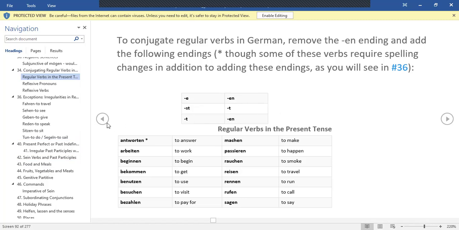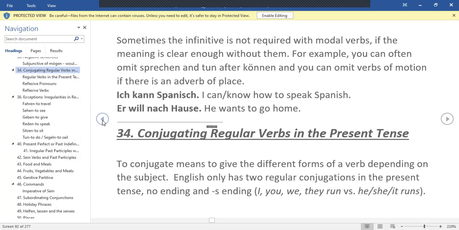So let me go to the previous page and explain again. In German, we also have the subjects that we have here. The first subject is normally ich, which means I. So if I say ich, I mean I. These ones are personal pronouns. These are the subjects. And then the second one is du, which means you in the informal form.